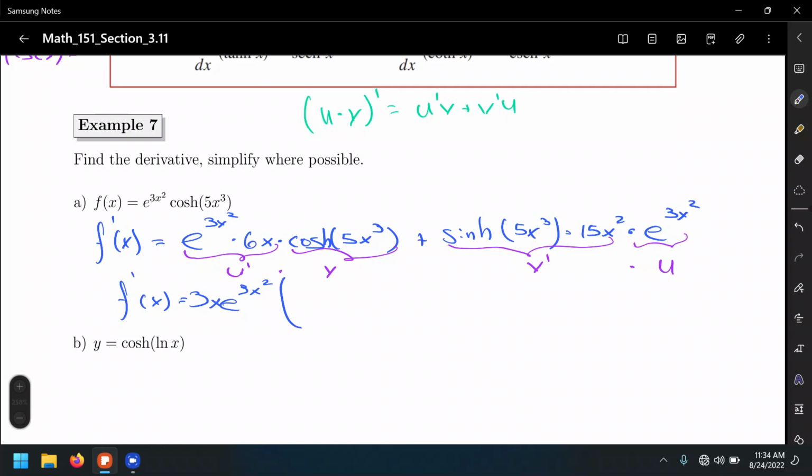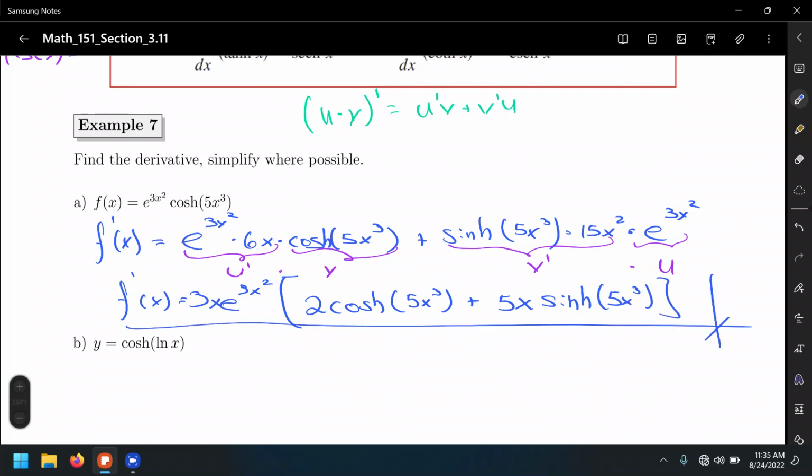That's going to leave us with 2 cos 5x cubed plus 3 times what equals 15? Is that a 5? And because I factored out 1 power of x, I'm left with 1 power of x out of the 2. And that's a sinh 5x cubed. And we can call this our final answer. Okay? There's really not that much to simplify, more like factoring GCFs, right?